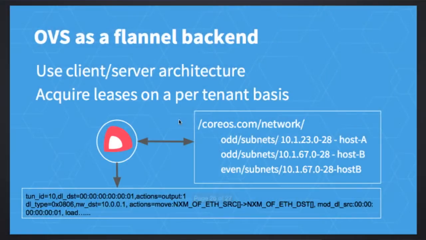Final slide. I just had 5 slides, except the 6th one. Yeah, this is the one. So OVS has a Flannel backend. Now, how do we use the client-server architecture, which Eugene just talked about? We want to use the client-server architecture.